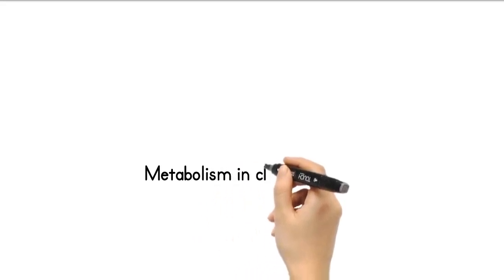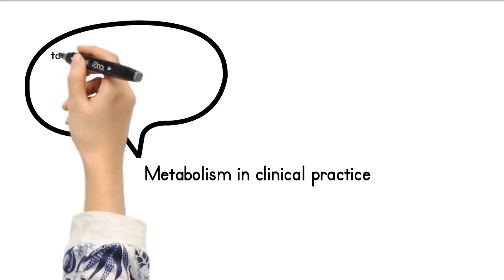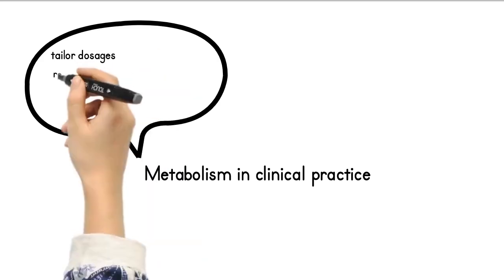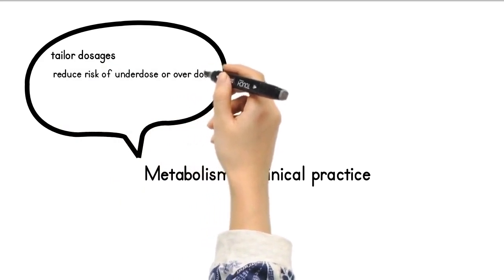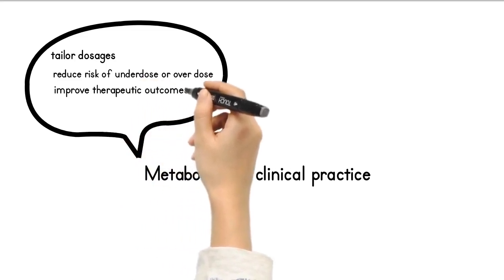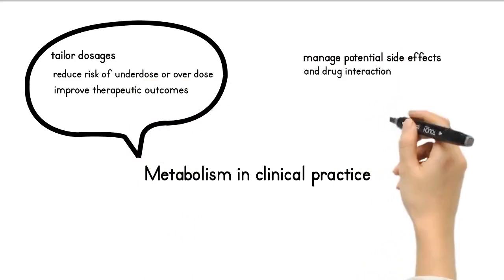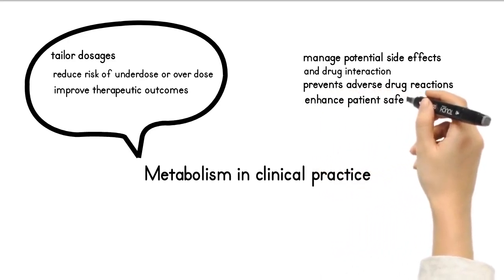Therefore, understanding drug metabolism is important in clinical practice. It helps tailor dosages to individual patients, accounting for variations in metabolism rates. This reduces the risk of underdosing or overdosing and improves therapeutic outcomes. It predicts and manages potential side effects and drug interactions. This helps prevent adverse drug reactions and enhance patient safety.